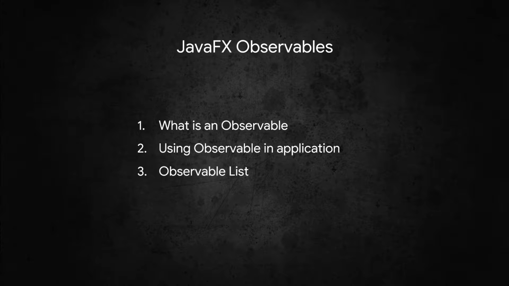So this is the second part of the JavaFX Observable video tutorial. In the first part, I explained what an observable is and how to use observable properties in a real-world JavaFX application. If you haven't watched that video, I seriously suggest you watch it first, because we are using those concepts in this part for the observable list. All right, let us see what observable list can do.